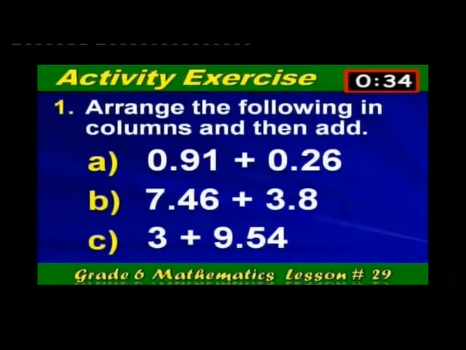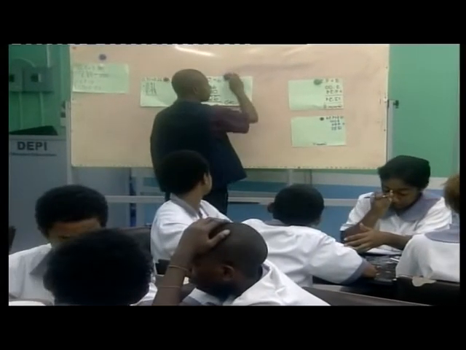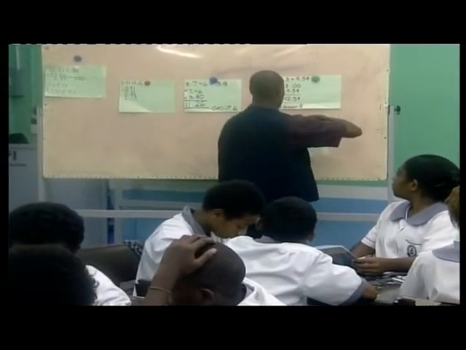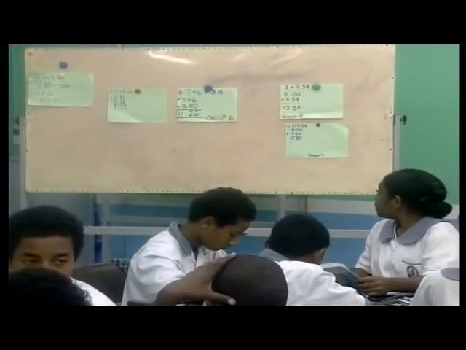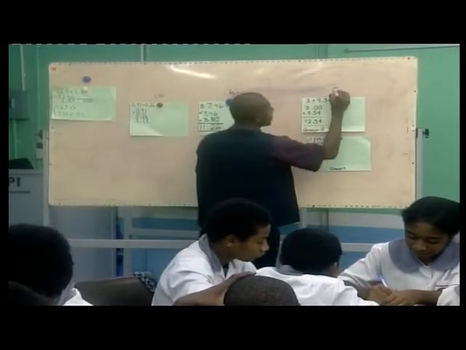Group 6, finish. Very good. These 3 groups, who's finished? Okay, group 2, finish. Group 8, finish. Receiving students and sixes, we will go through the answers to the exercise. That's A, B, and C.